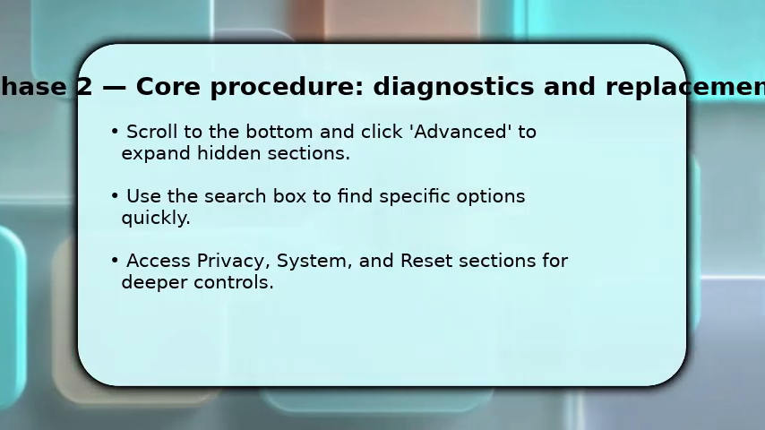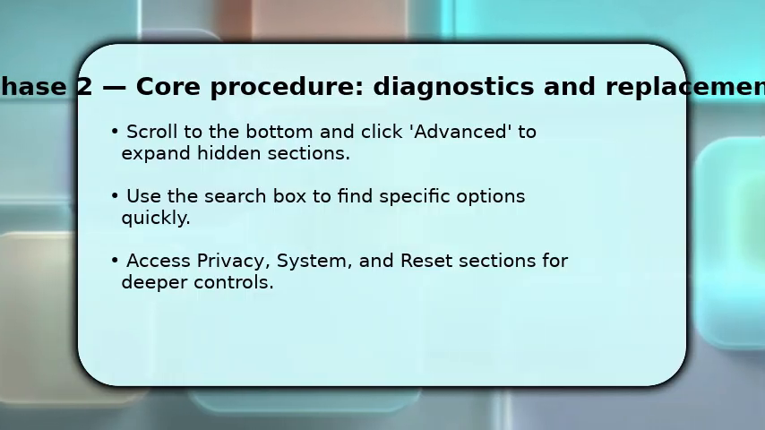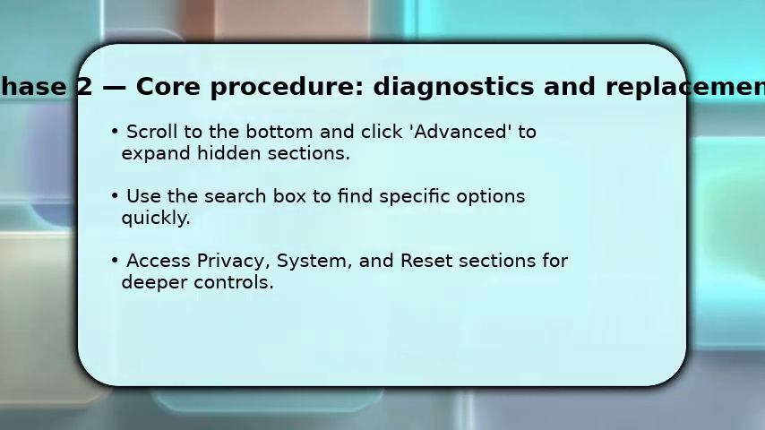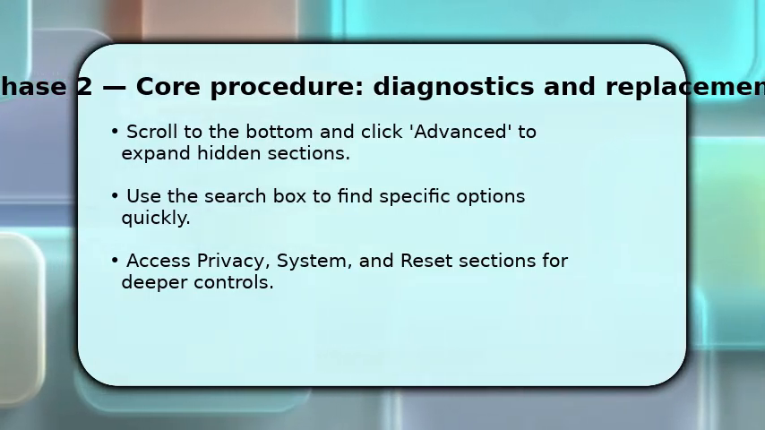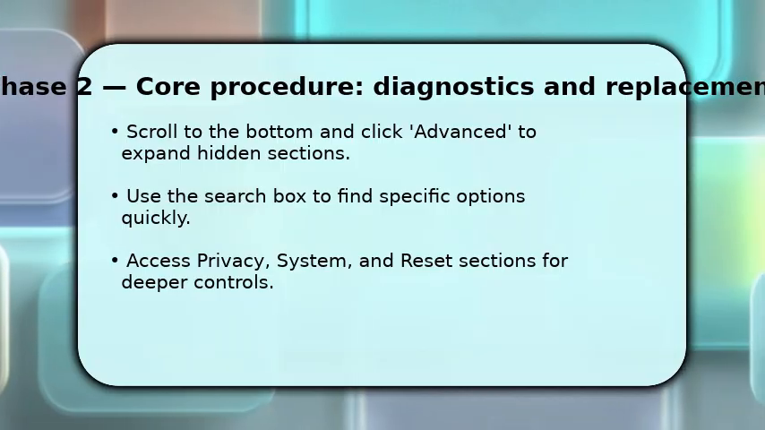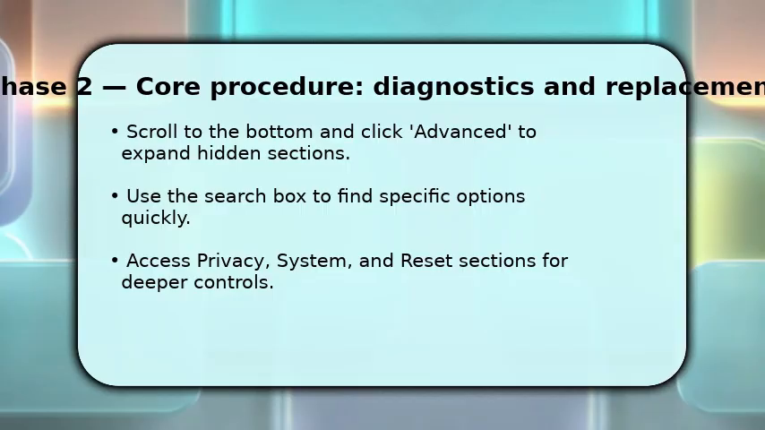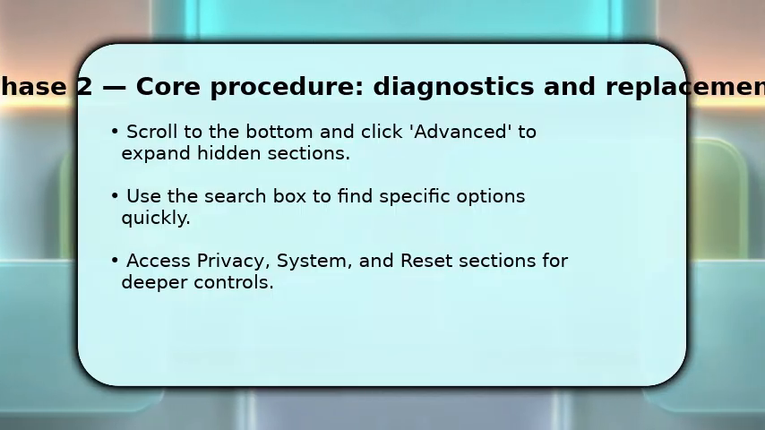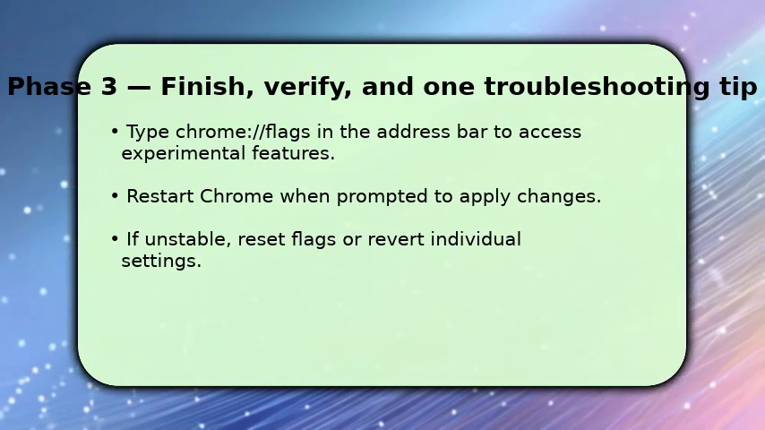You'll find many advanced toggles grouped logically, so use the search box at the top to jump straight to a specific option. It saves time and avoids guessing. Make changes deliberately. Read each description, because toggles like hardware acceleration or background apps affect performance and battery life. Keep a mental note. Next, type chrome://flags in the address bar to access experimental features that aren't in normal settings.